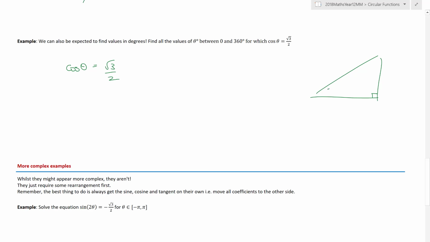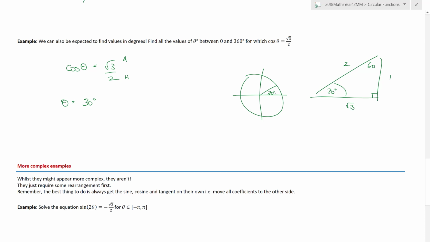So again, if I know that this is 30, that's 60. I know sine is 1 and 2, so there's root 3. So we want cosine, which is adjacent over hypotenuse. So we need the root 3 to be adjacent to the angle. It has to be 30 degrees. So I now know my first value is 30 degrees. I use all stations to Canberra. I know that that's 30 degrees.